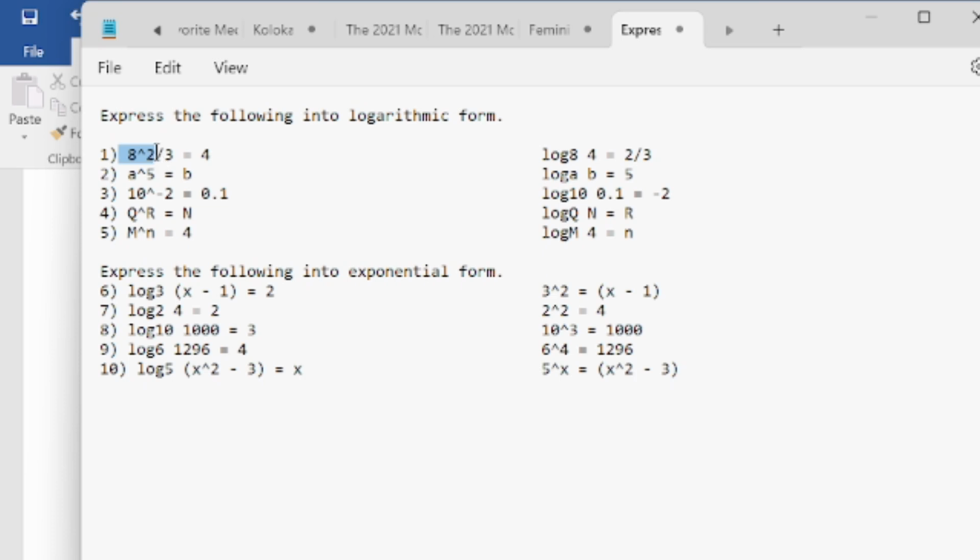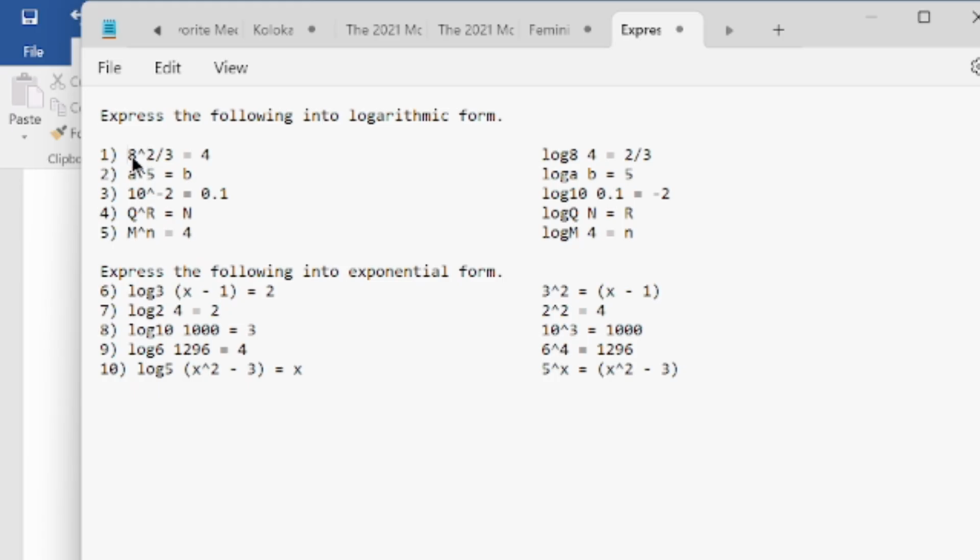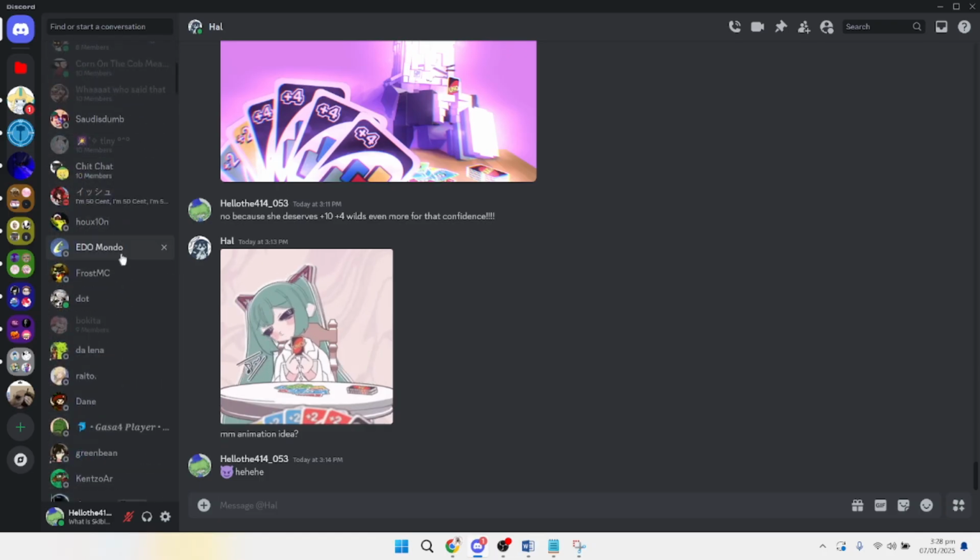8 raised to 2/3 equals 4. We need to make sure that the first number of the log form will be the same as the base of the exponential, and the exponent should be at the last, and the answer will be the middle number. So 8 is on the first, 2/3 would be on the last, and 4 will just be in the middle. I'll wait for Frost to approve.